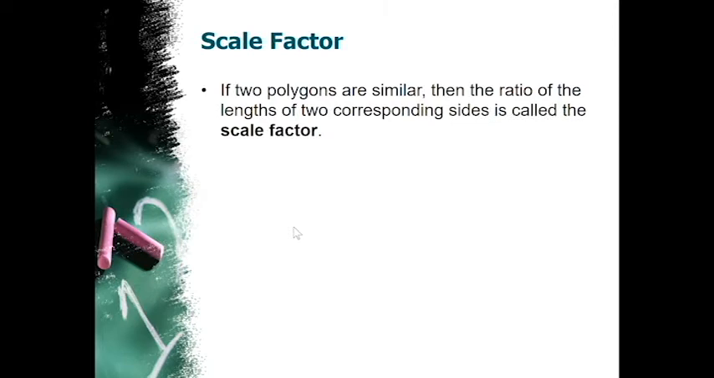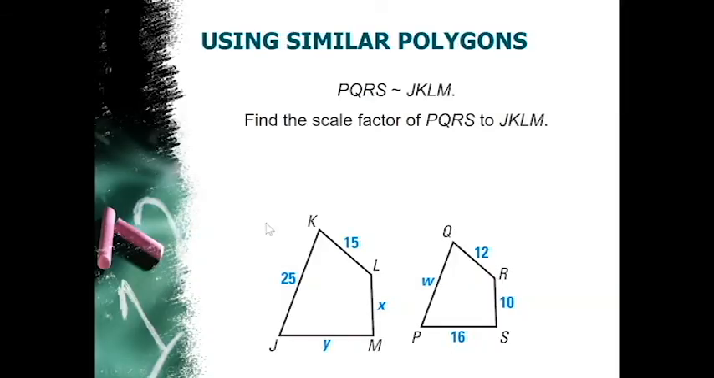If two polygons are similar, then the ratio of the lengths of two corresponding sides in reduced form is what we would call a scale factor. You'll be asked to use scale factors quite often in these problems coming up, especially when you're trying to find the missing parts. So in here we're going to be specific. We want to find the scale factor from PQRS to JKLM. That is from the one on the right to the one on the left.